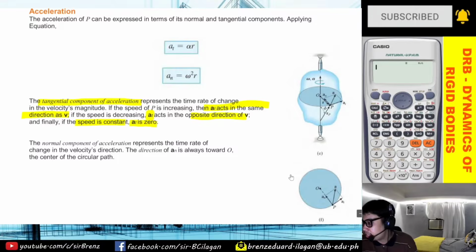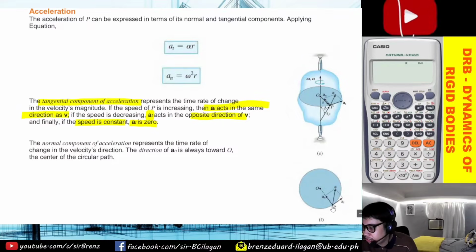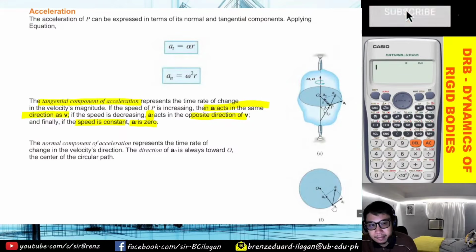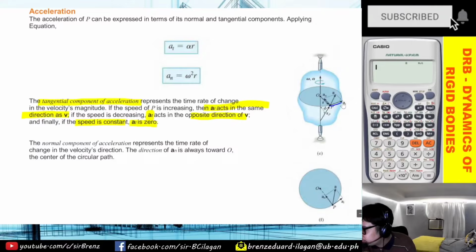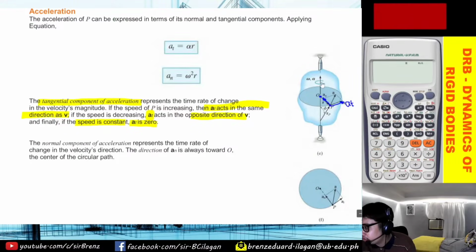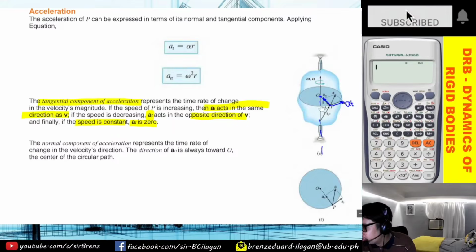So if the speed of the velocity is constant, then you really have no tangential acceleration. So, A_T is 0. Next, for the normal component: if your tangential component is tangent, or parallel at your point of tangency, the normal component is directed inward, or perpendicular. As you can see in the figure, this is the tangential acceleration, and the normal acceleration points inward toward your axis of rotation. Okay? So again, this is your axis of rotation.